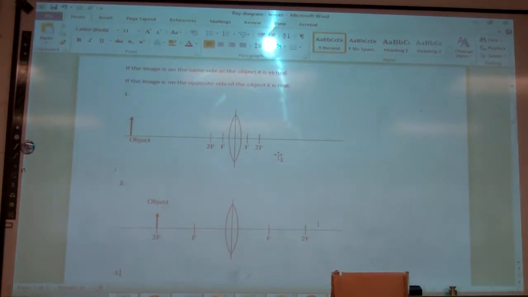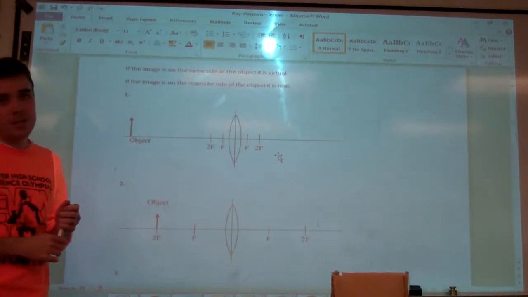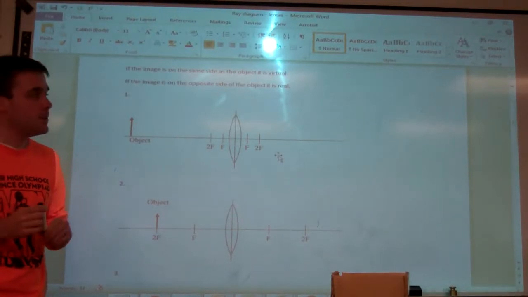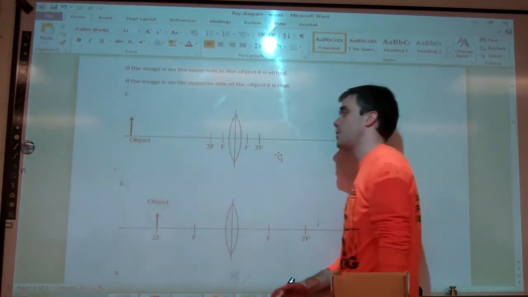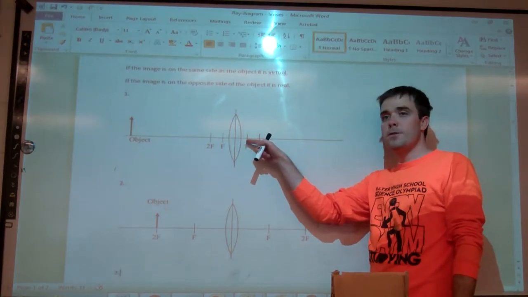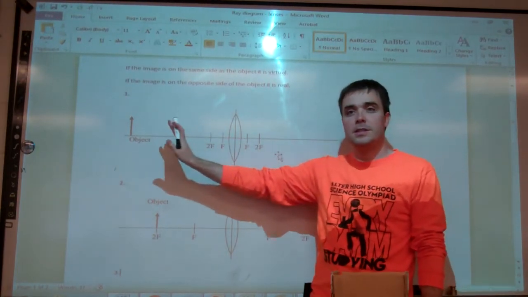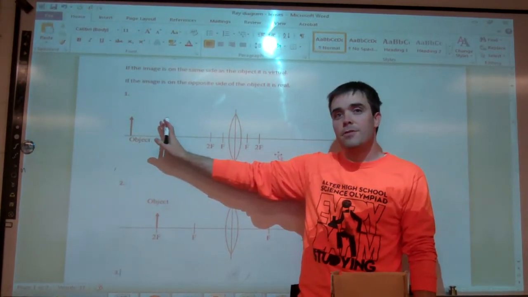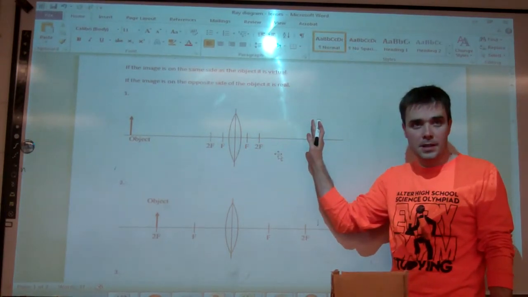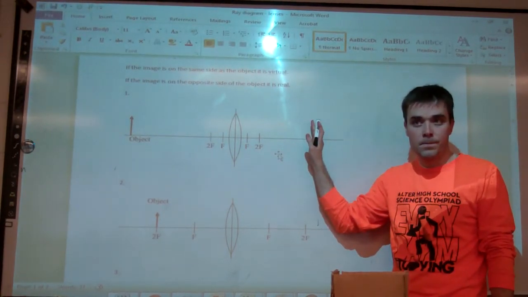Alright, we're going to do lenses instead of mirrors today, so it's kind of the same idea. The only thing that changes is the virtual image. With a lens, you're looking through the lens at something. A virtual image appears on the same side as the object, and a real image appears over here, on the opposite side of the object. Does that make sense to everybody?